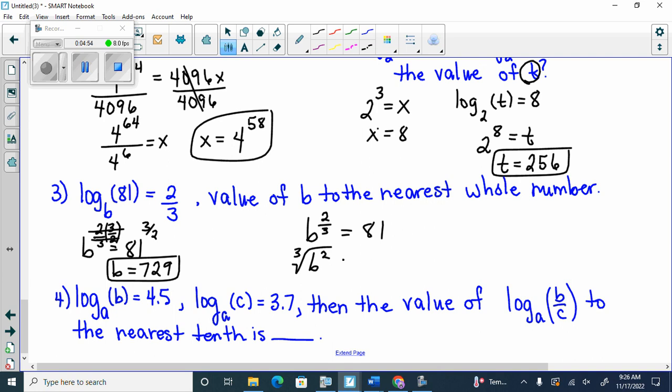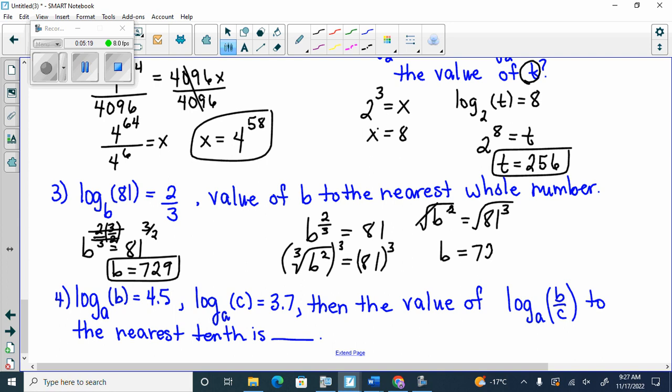Then how do you get rid of the cube? You have to get the cube root off first, and to get the cube root off, you'd have to cube it. Now you have b squared equals 81 cubed. And then how do you get rid of the square? B squared. And that gets you 729.